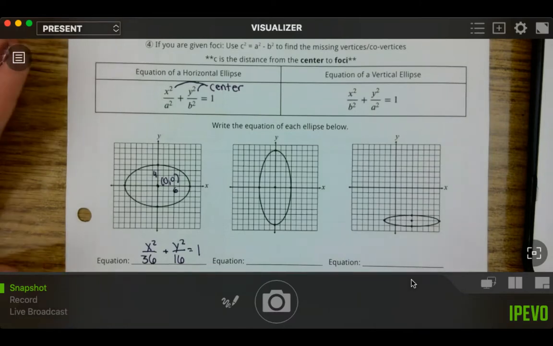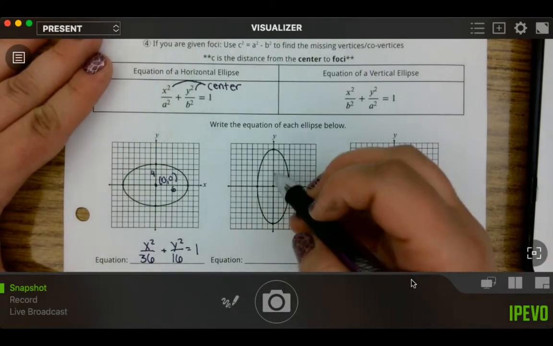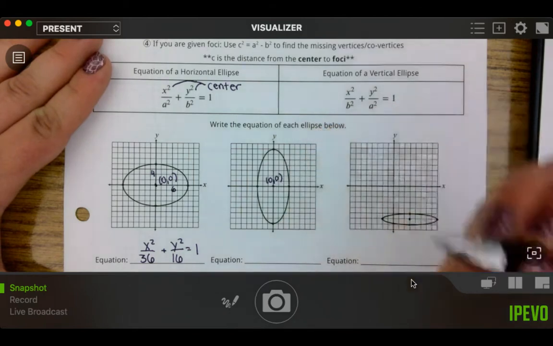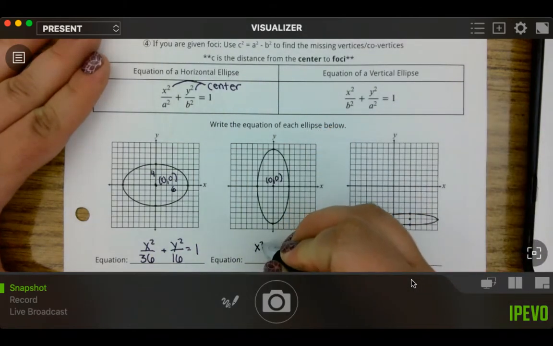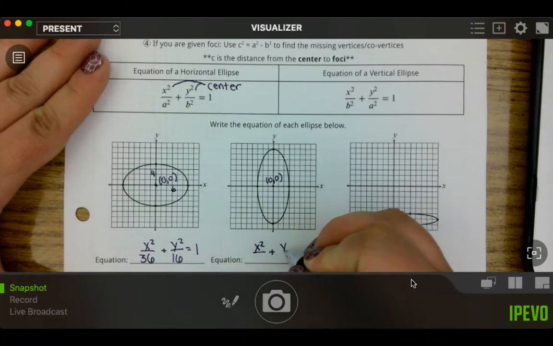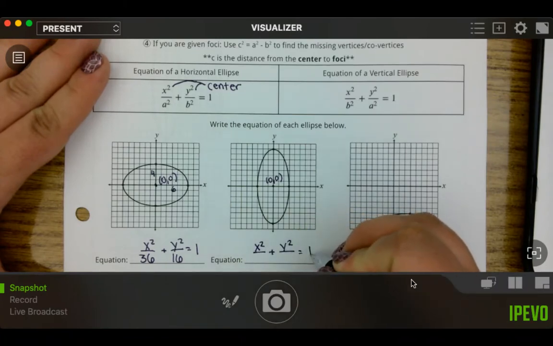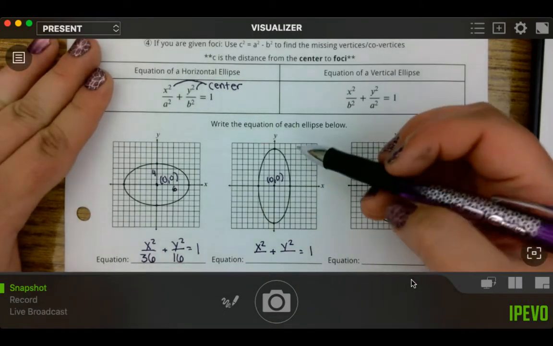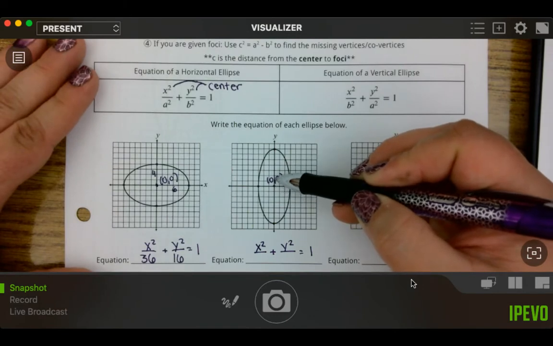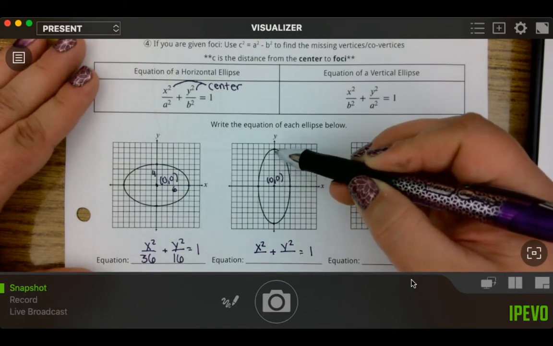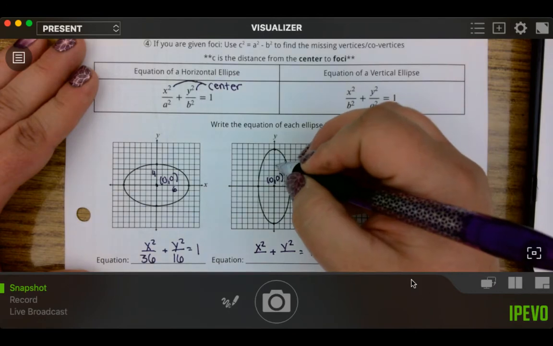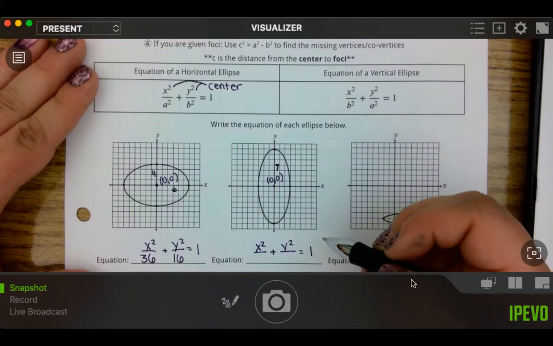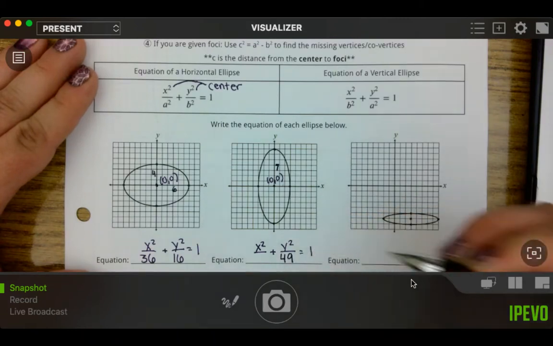Now let's talk about a vertical one. Again, it's still centered right here in the middle of the graph on the origin at 0, 0. So I have another x squared plus y squared equals 1. And then I'm going to count my distance of the longer one first. 1, 2, 3, 4, 5, 6, 7. 7 squared is 49, but since the y values are changing on this one, I'm going to write that 49 underneath the y squared, sorry.